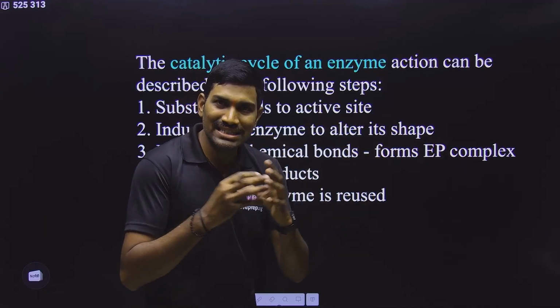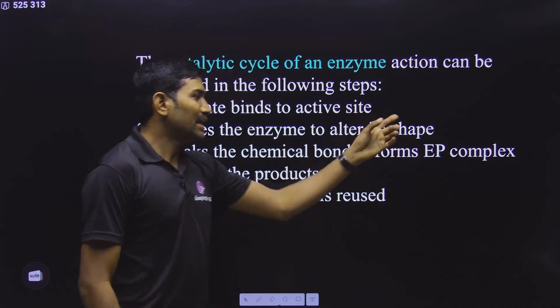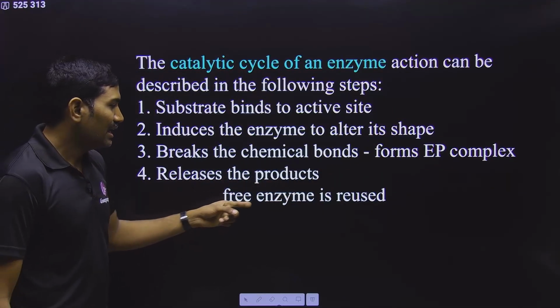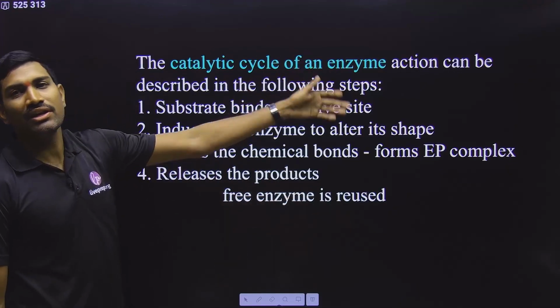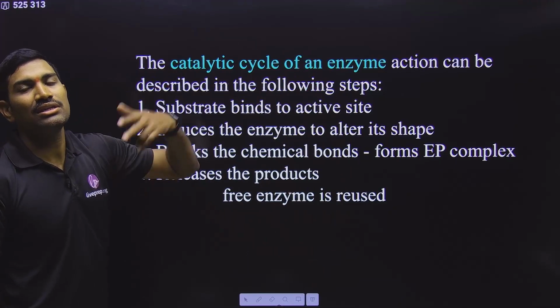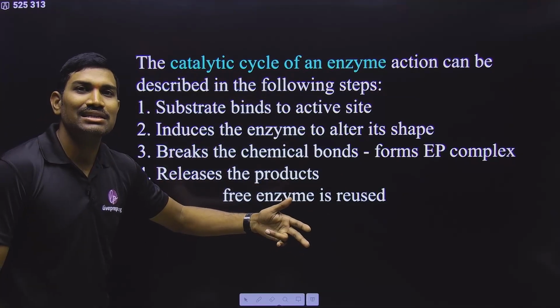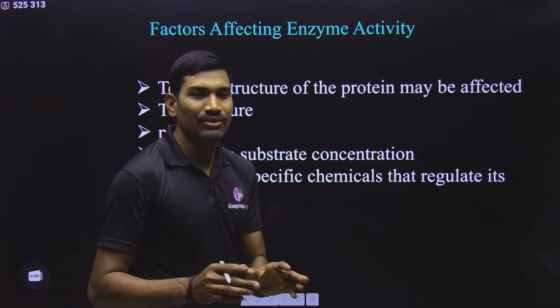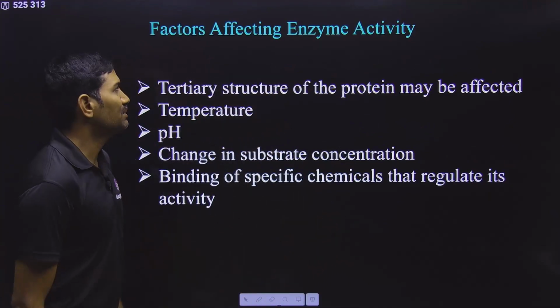Now the product is not exactly fitting, so it will be released and the enzyme will get back its original shape, so that the products are released and the free enzyme will be reused for another cycle. In this way, it will be used cyclically in several rounds of these chemical reactions. So this is the catalytic cycle of an enzyme. With that, that concept is completed.